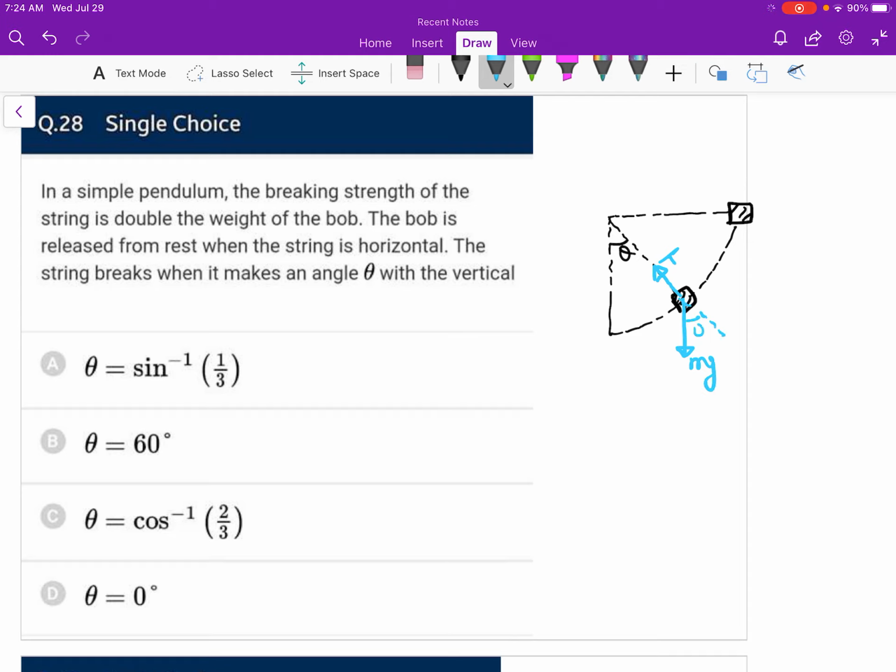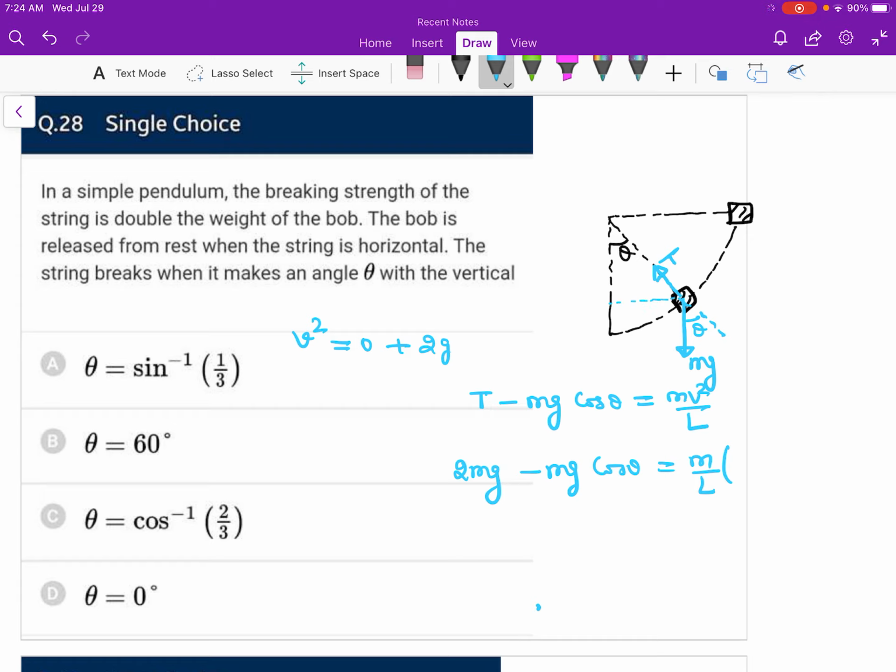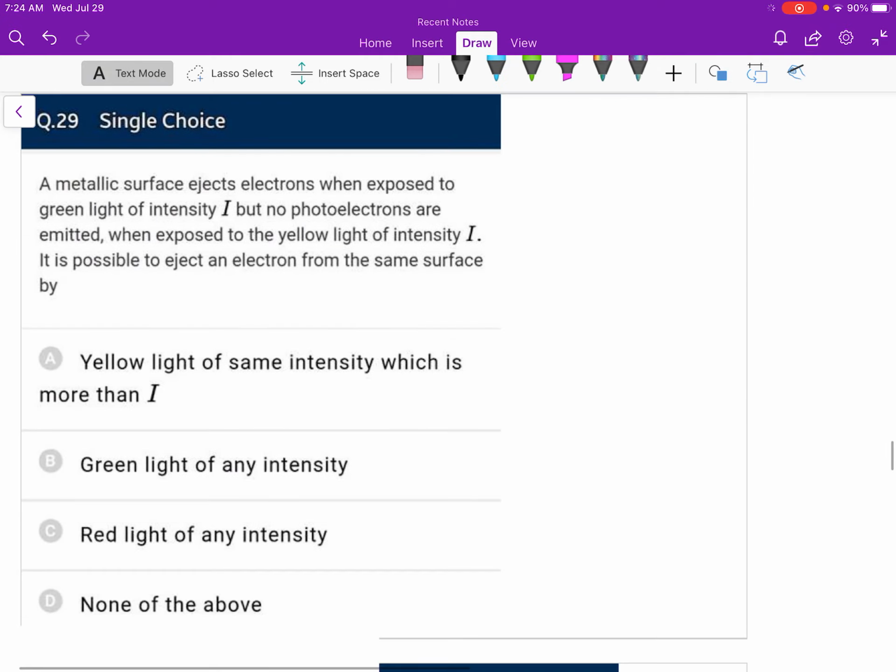Now net force towards center, so T max, T minus mg cos theta is equal to mv square by L. Now T is 2 mg, so 2 mg minus mg cos theta is equal to m by L, and v square, see v square is u square plus 2gh, and the height descended is L cos theta, so 2g L cos theta, so v square is 2g L cos theta, so mg cancels, so 2 equals 3 cos theta, or theta equals cos inverse 2 by 3. So C is the correct option.